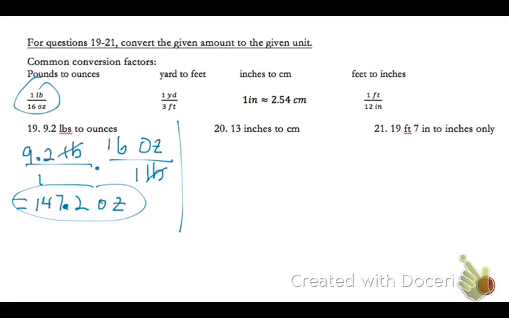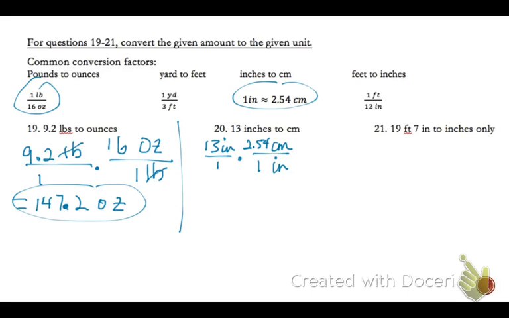Number 20, we want to convert 13 inches to centimeters. So we'll place that over a 1. And then we want our centimeters to show up. Here's our conversion factor that we're going to use. Now it's approximate, but we'll go ahead and write it in fraction form. So we want our centimeters to show up in our numerator and our inches to divide out. Now place your numbers. So 2.54 centimeters for every 1 inch.